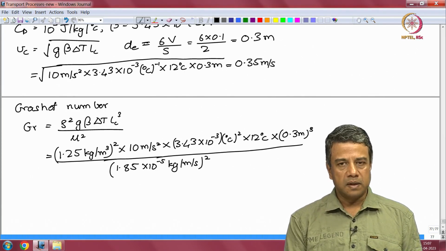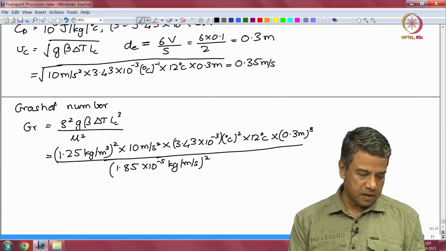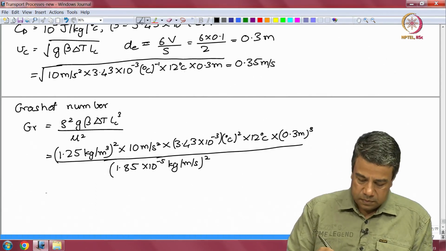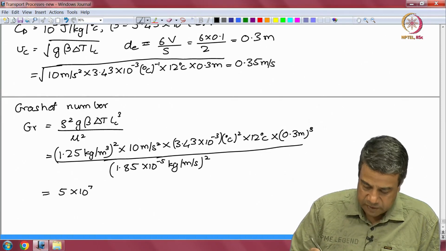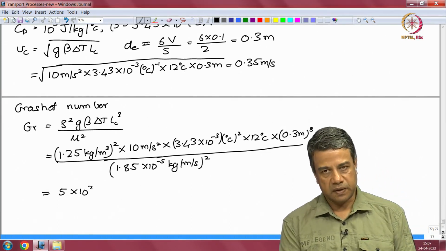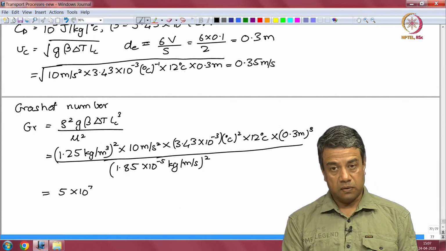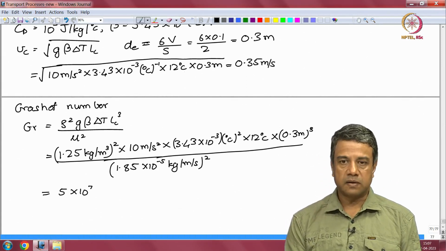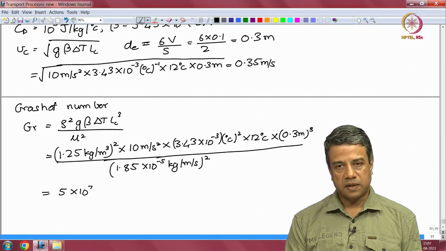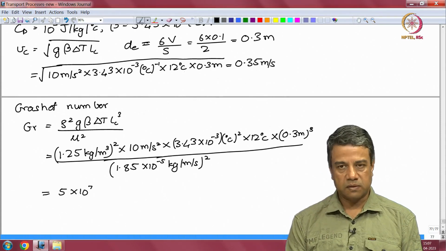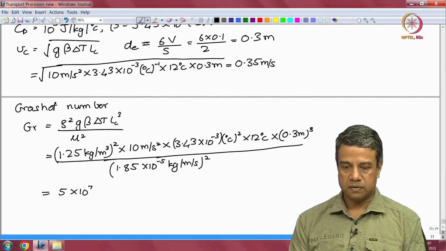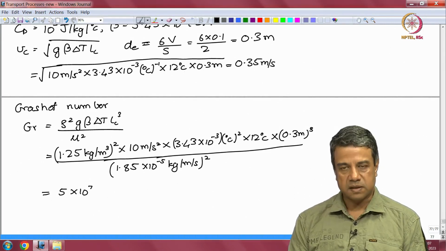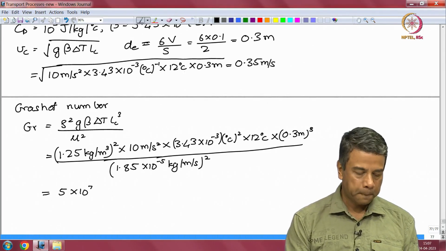You can verify that this turns out to be dimensionless. The actual value of this is 5 into 10 power 7. Note that the Grashof number is the square of the Reynolds number. So, if you calculate the Reynolds number in this case, that will turn out to be approximately 7 into 10 power 3, 7,000 or so. The square of that is this, which is the Grashof number.